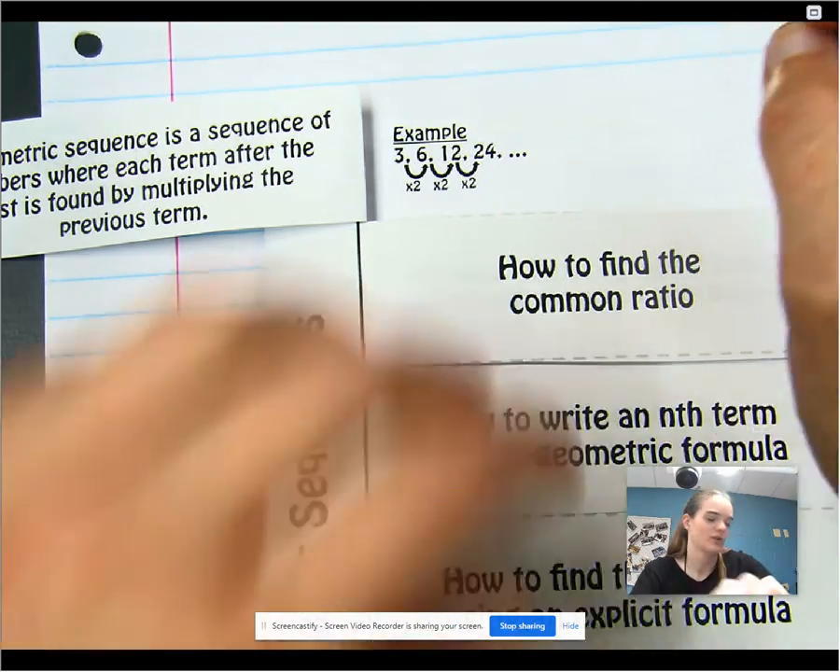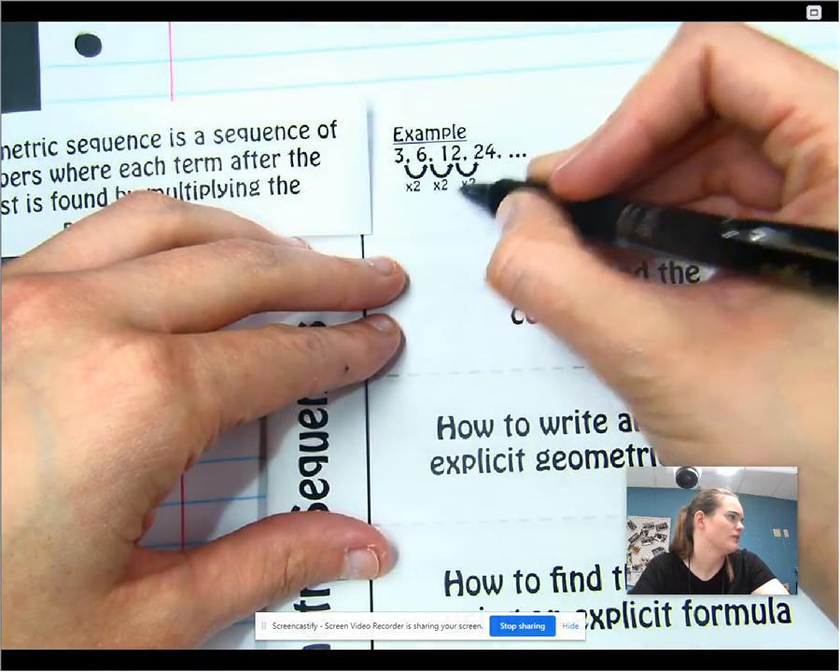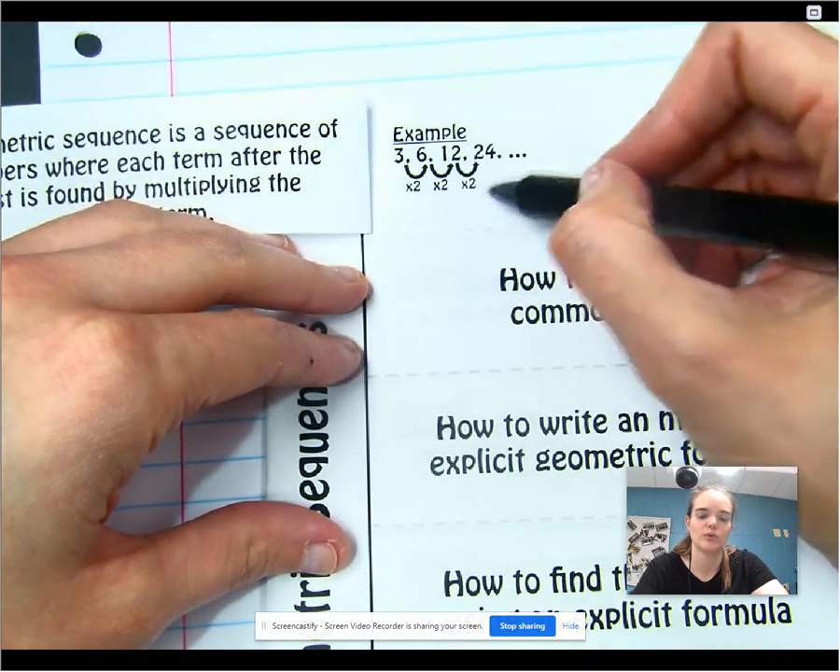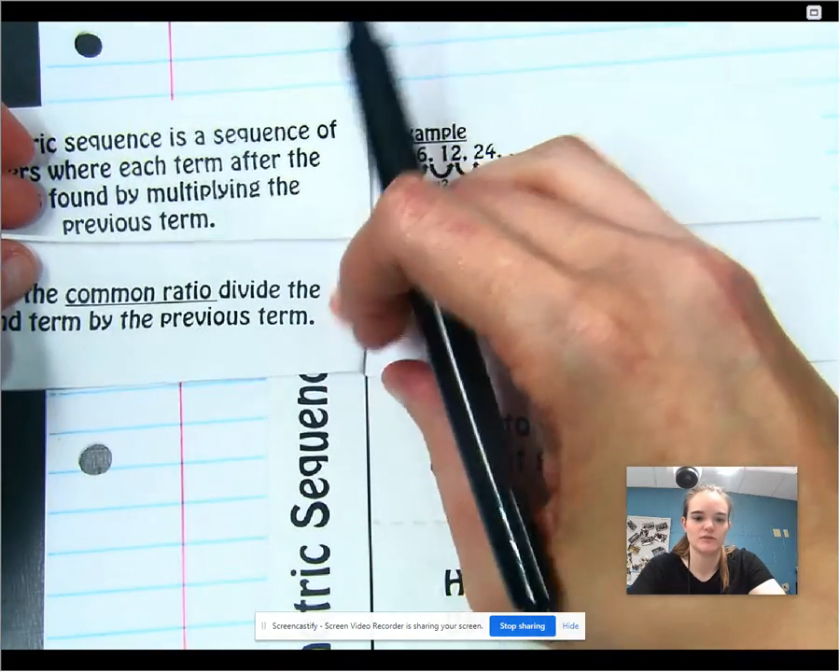So for this example here, to get from 3 to 6, we multiply by 2. To get from 6 to 12, we multiply by 2. To get from 12 to 24, we multiply by 2. All right, let's talk about the common ratio.